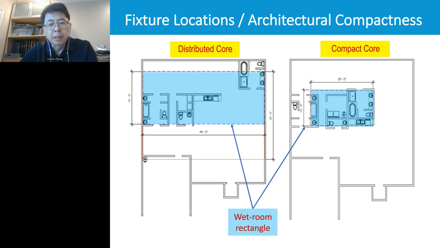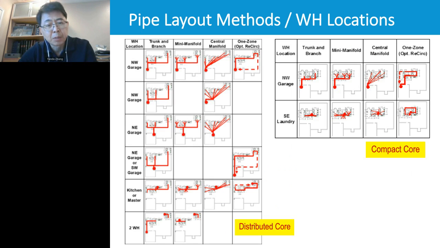So this diagram shows you what the distributed core versus the compact core will look like. And the blue rectangle indicates what we call the wet room rectangle, which is the rectangle that can just cover all the fixtures. That's the way we can clearly indicate how compact fixtures are located. Now here we give an overview of what the different options will have for the pipe layouts and fixture and water heater locations. And please note, when you have a compact core on the right side, fixtures are located close to each other. We don't need to have an option to have 2 water heaters.